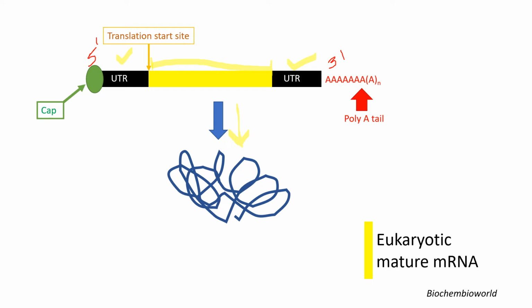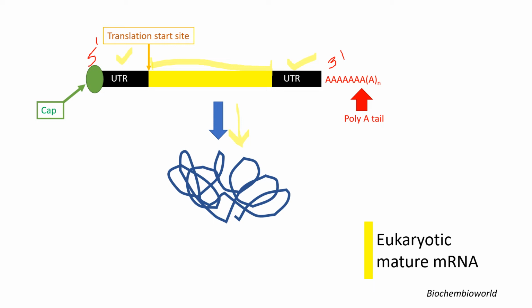So the coding region, which is usually flanked with the UTRs, has a translation start site. It is the point where translation starts, where the ribosome starts adding the amino acids. The codon is beginning over here, and usually it is AUG. The start codon is AUG, that is, AUG is present at the translation start site.